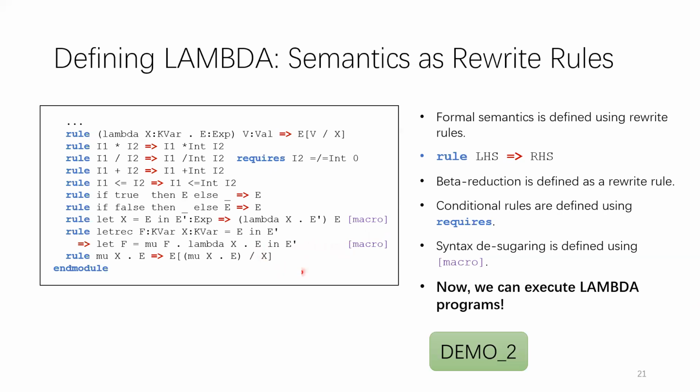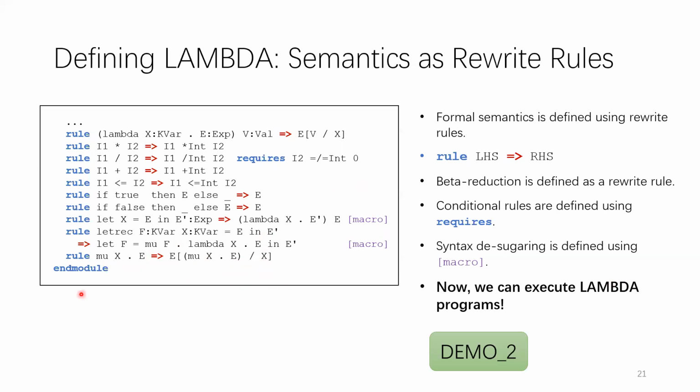The last rule defines the formal semantics of mu by unfolding itself. So mu x e rewrites to E, which is the body of the fixed point, but we replace every occurrence of the binding variable x by the mu expression itself. So in other words, to evaluate a fixed point, we evaluate its body, where the binding variable x in the body is replaced by the fixed point itself. So that's it for all the semantics.